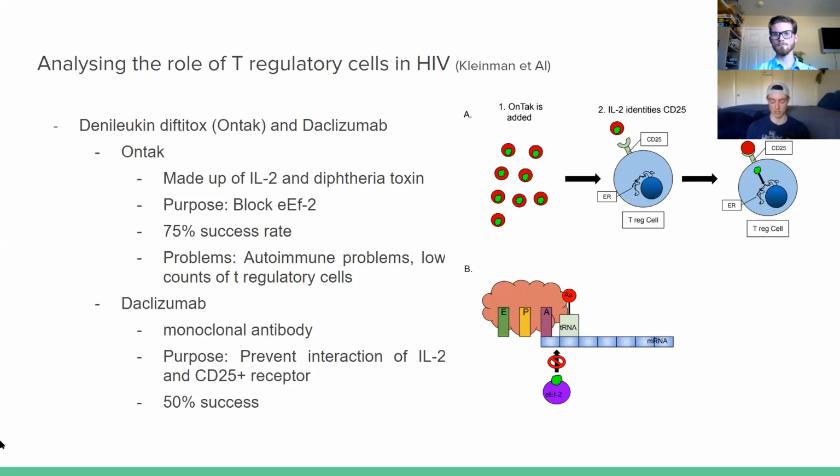The second drug, daclizumab, is a monoclonal antibody, meaning it is immune cells that have been cloned from one specific parent cell. And the purpose of this was to prevent the interaction between IL-2 and the CD25 receptor. Like I said before, IL-2 is needed for maintenance and development of the cell. So it's effectively starving the cell, and the cell eventually dies. And they found a 50% success rate with this as well.